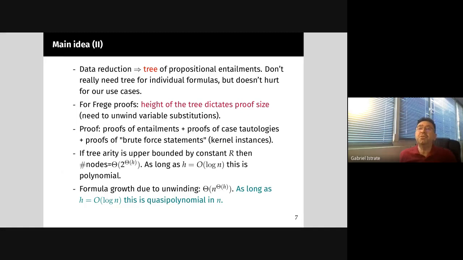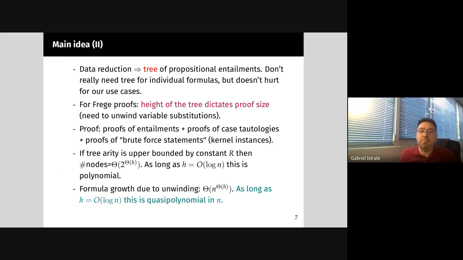You don't really need this. You can get away with just a chain, but it won't hurt for our purposes. And for Frege proofs, it will turn out that the height of the tree will dictate the proof size. Of course, you also want the tree to have an arity that is upper bounded by some constant. And now the proof of the formula will consist of all the proofs of entailments of each branch in the tree, plus the proofs of tautologies that are applied for branching, plus a proof of brute force statements of the kernel instances at the leaves of the tree.